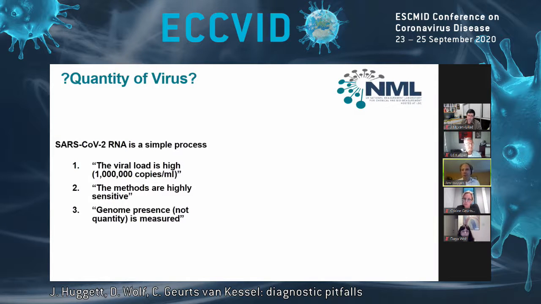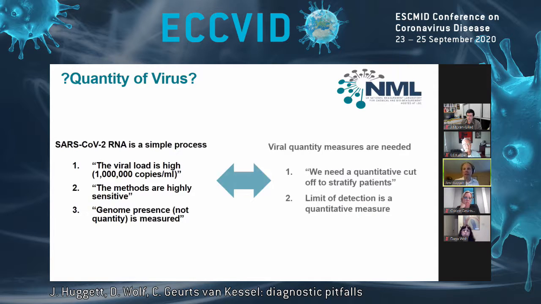I'm going to touch a bit on the quantity of the virus, and there's two arguments here. I've been involved in some of the conversations, or listening to some of the conversations. And certainly in the UK, we've had the argument that detection is a simple process. The viral load is very high, 1 million copies per mL. The methods are highly sensitive. The genome presence, not the quantity, is what's measured. All of these are, in cases, correct. But there's a new narrative, particularly I hear in the UK, and that is that viral quantity measurements are needed.